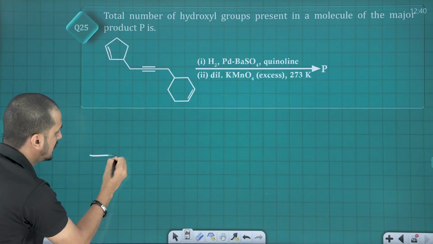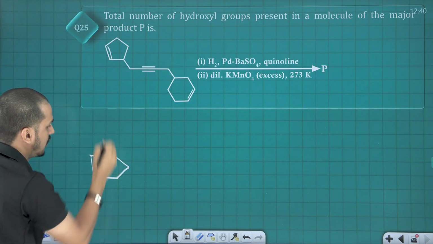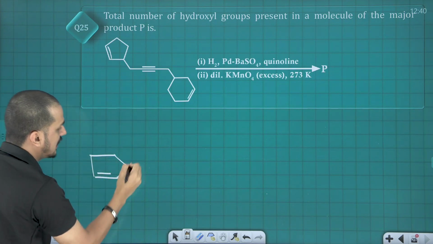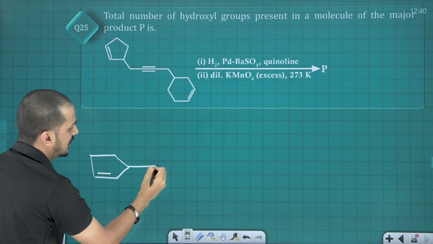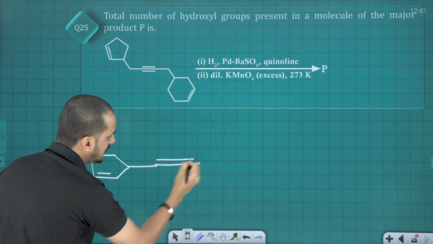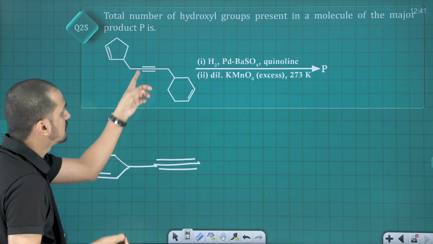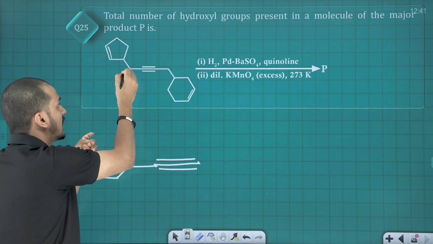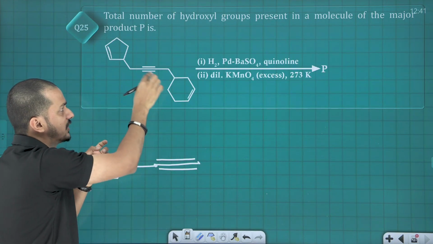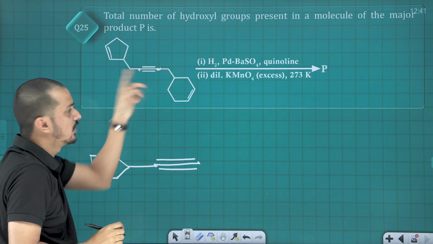You can see here a 5 carbon containing ring. Here one double bond is there, nearby that is attached, and in between that a carbon is there. Here again another carbon is there. In between that a triple bond is there. Here carbon is there, here carbon is there, that's why the triple bond is placed here.